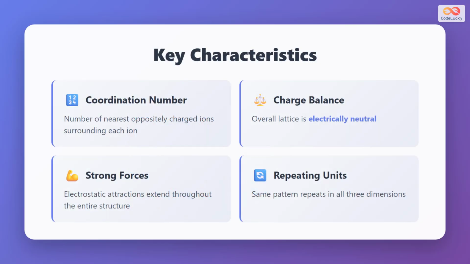Crystal lattices have several key characteristics that define their structure. The coordination number tells us how many nearest oppositely charged ions surround each ion in the lattice. Charge balance is crucial. The overall lattice must be electrically neutral, with total positive charges equaling total negative charges. The strong electrostatic forces don't just exist between nearest neighbors, they extend throughout the entire structure, creating a network of attractions that holds the crystal together. Finally, the lattice is built from repeating units. The same geometric pattern repeats in all three dimensions, creating the regular, predictable structure we observe in crystals.